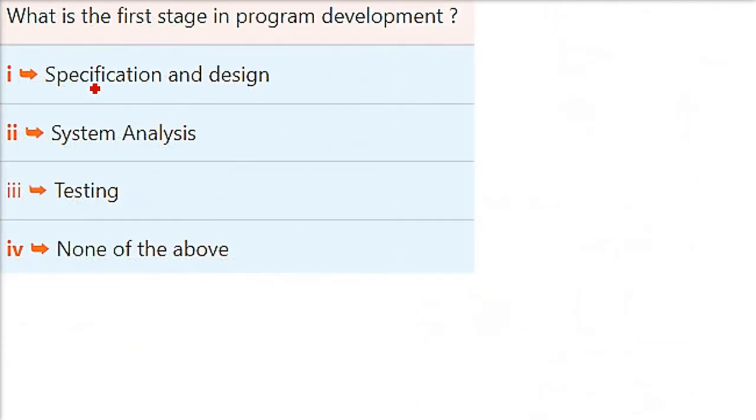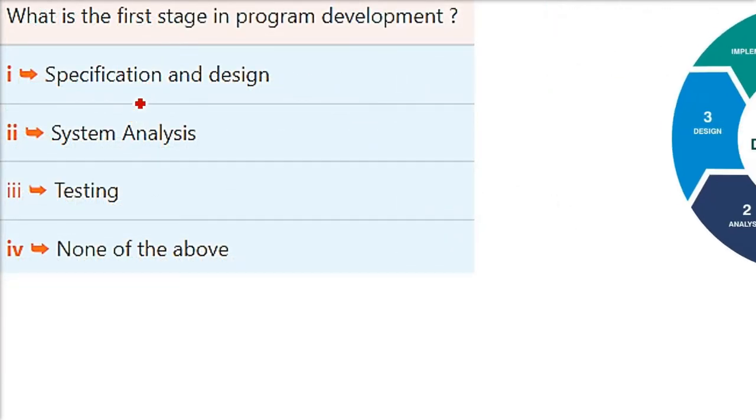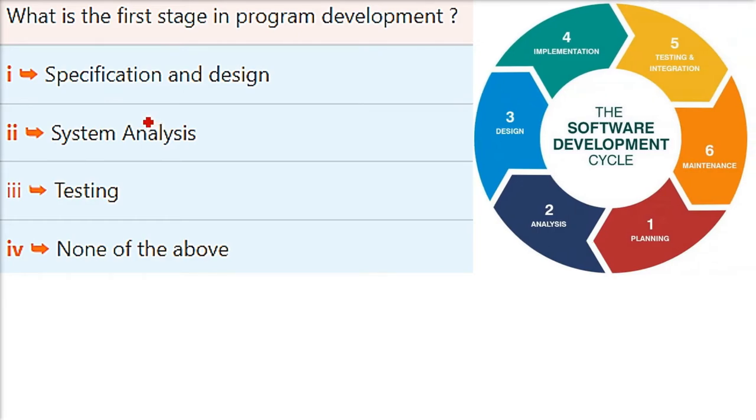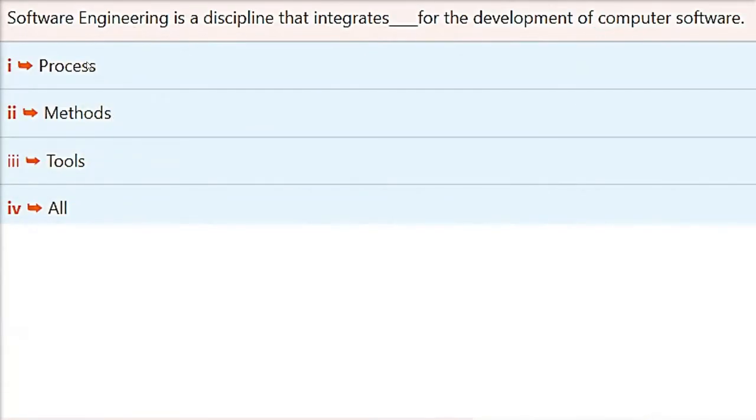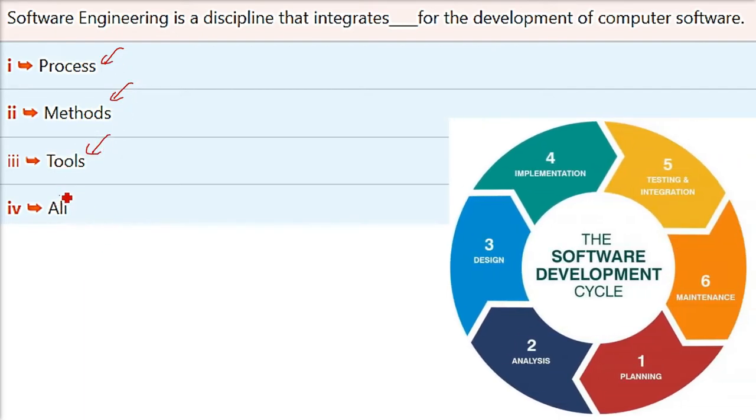What is the first stage in program development? First you need to understand what you are going to make. So the answer is system analysis. Then only you can design, then only you can test. Software engineering is a discipline that integrates dash for the development of computer software. In software engineering, everything is there, process is there, methods are there, the tools are there. So the answer is all. ALL. Fourth is the answer.